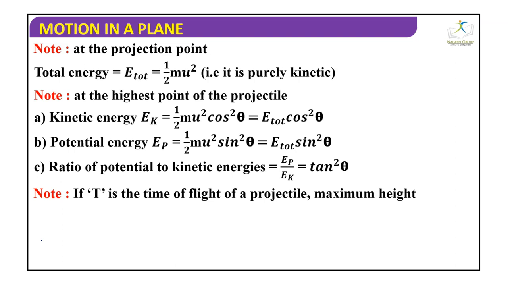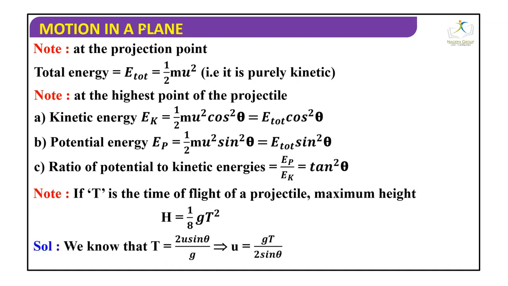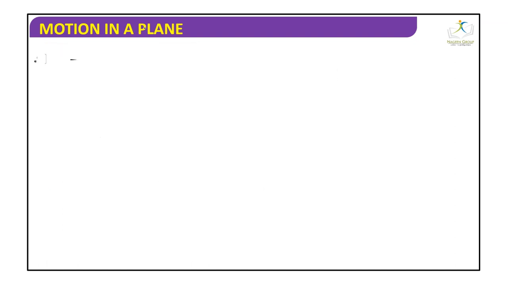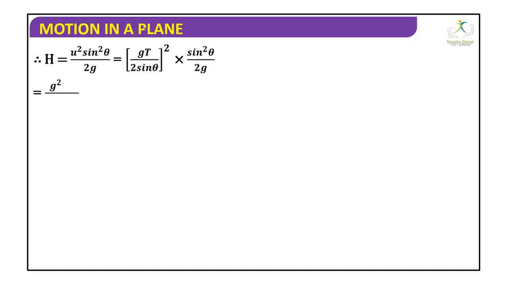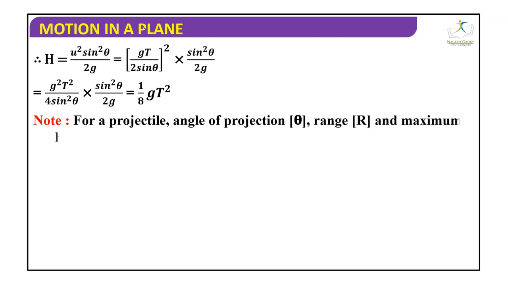If the time of flight of a projectile is t, and anybody asks what the maximum height is, the maximum height is 1/8 times gt². We know that t = 2u sinθ/g, so we get u = gt/(2 sinθ). So H = u² sin²θ/2g. After solving, we get this value: 1/8 gt².